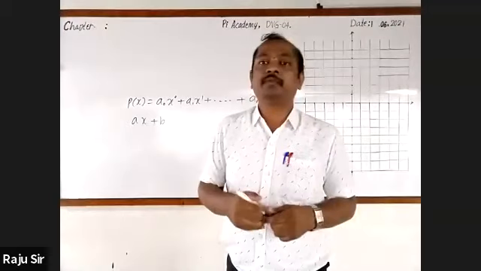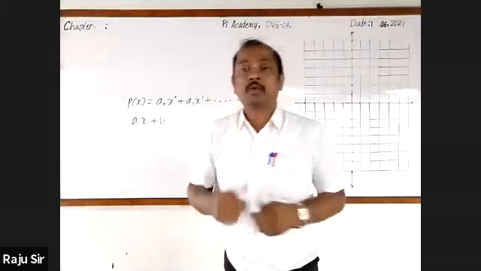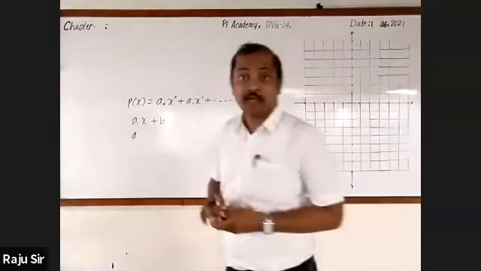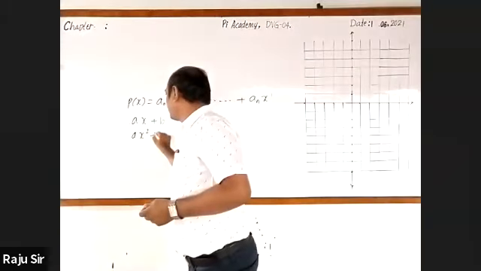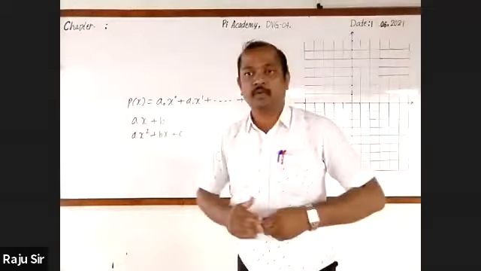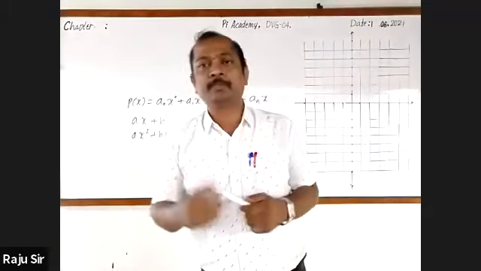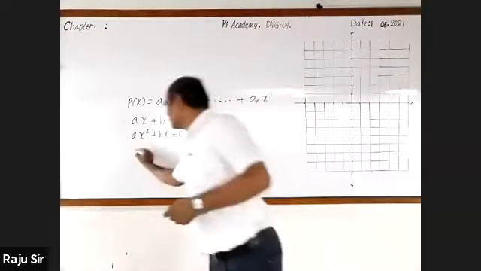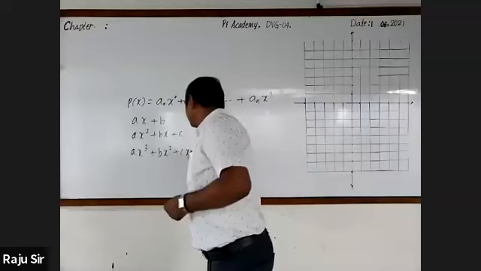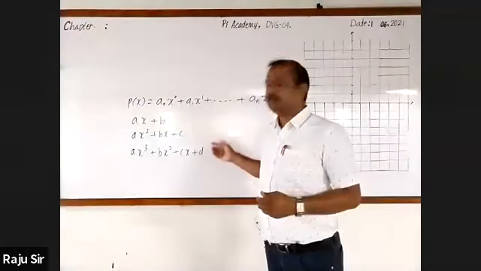A polynomial of degree 2 is called a quadratic polynomial. And its general form is ax square plus bx plus c, where a is not equal to 0. A polynomial of degree 3 is called a cubic polynomial, and its general form is ax cube plus bx square plus cx plus d, where a is not equal to 0.